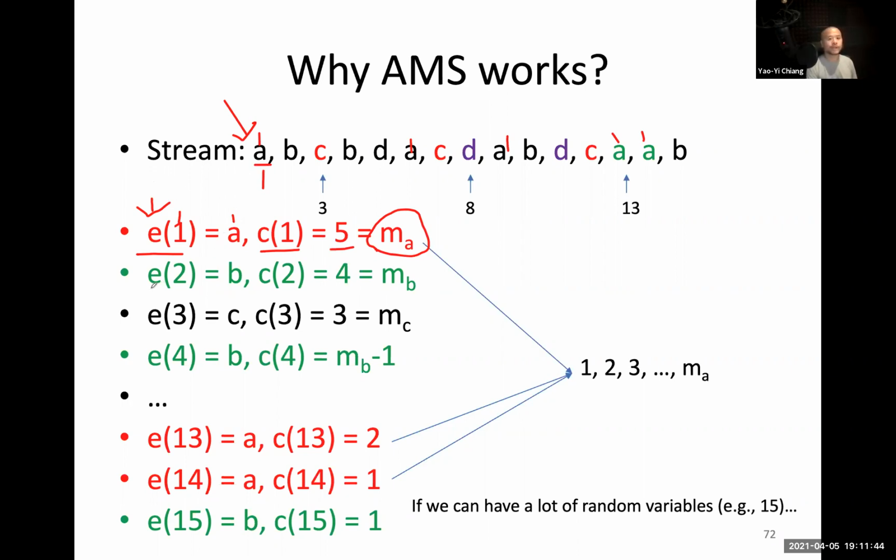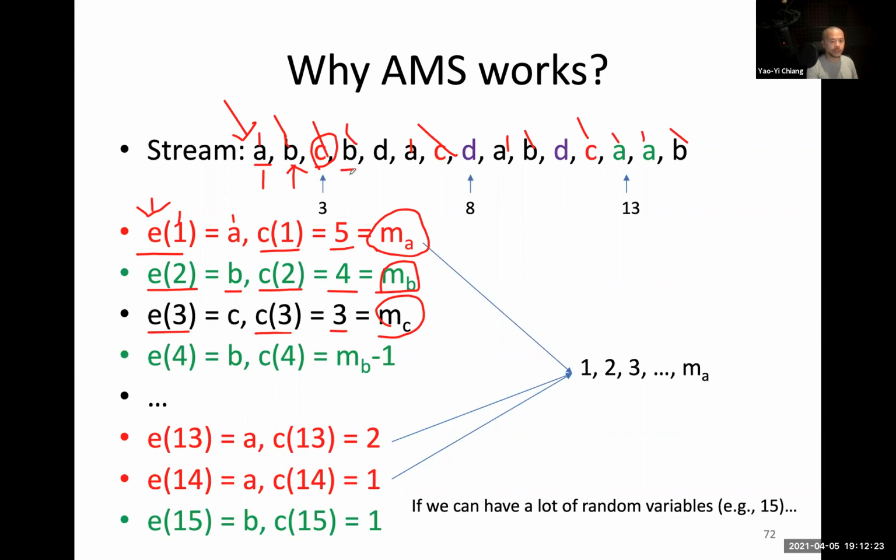All right, cool. What about E2? Element 2 here is B. What about your C2? It is 1, 2, 3, 4. It's 4. And this is your MB. Why is this your MB? Well, because this is the first time you see B in the data stream. E3 is C. C3 is 1, 2, 3 equal to 3, and this is your MC.